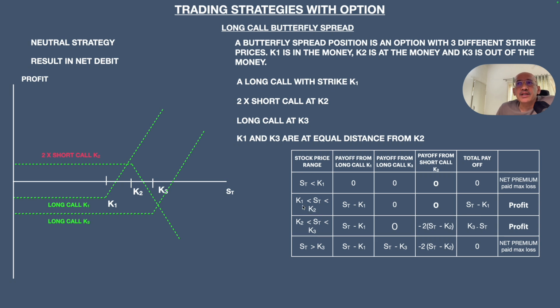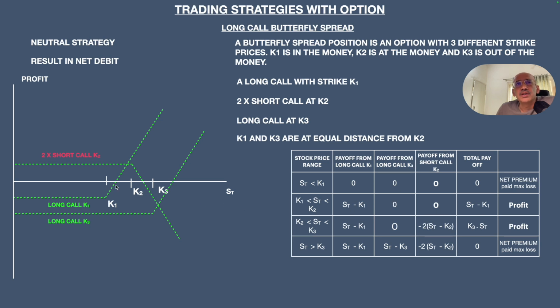Now let us come to the next situation. If the strike price is between K1 and K2, what happens? Your long call will be in profit because the price has gone beyond K1, and you will lose the premium on the long call at K3 because the price has not gone beyond K3. At the same time, you get to keep the premium of the two short calls because the price has not gone beyond K2, hence there is no loss. So you make some amount of profit here. That profit will be equal to ST minus K1.